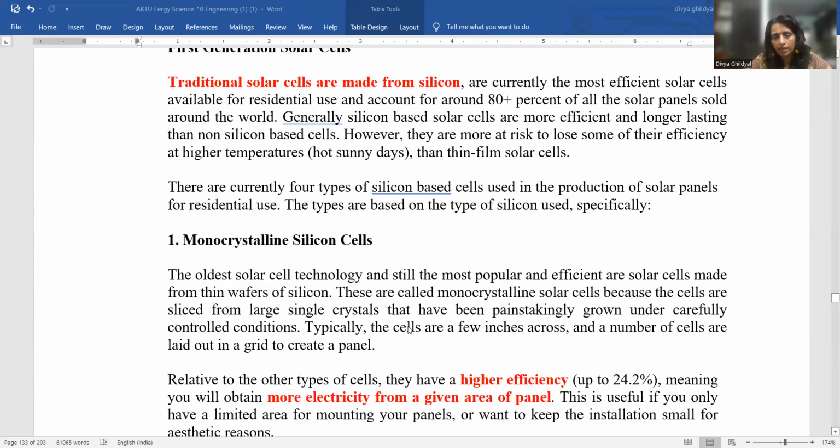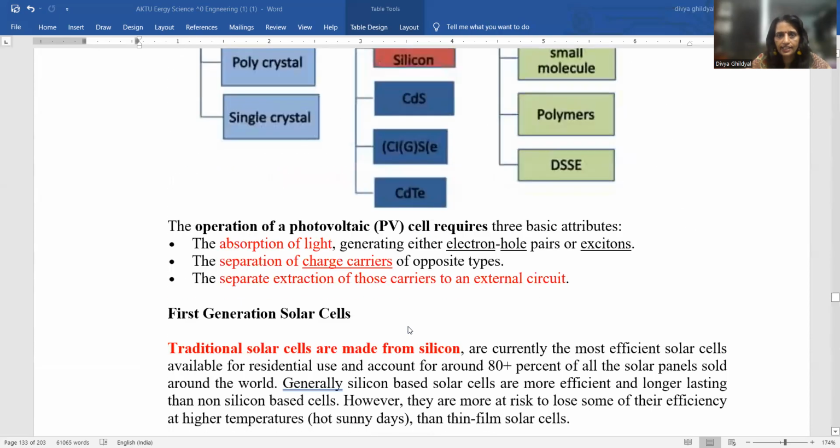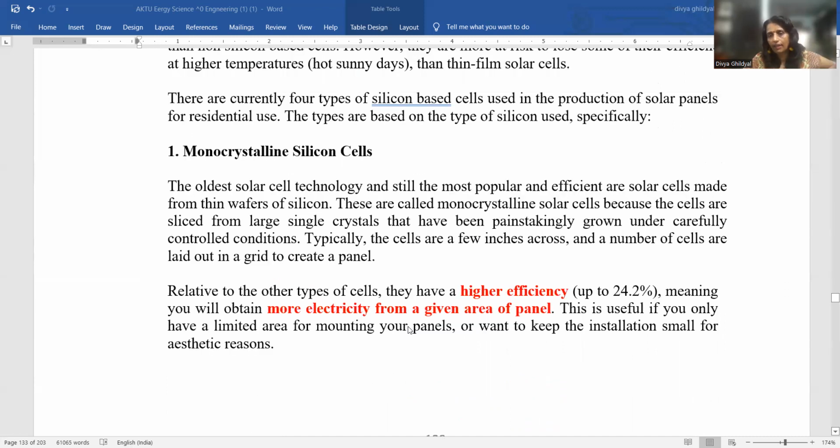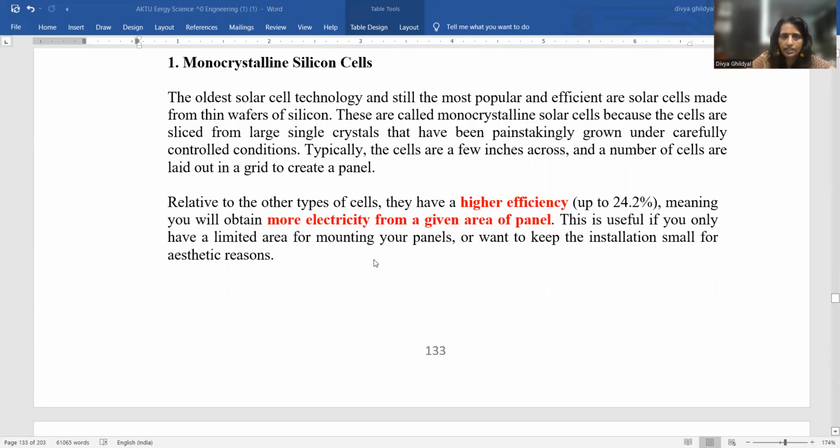Silicon type, you can categorize into broader categories, such as the monocrystalline silicon cell. Mono means one. It is the oldest solar cell, which was the most popular and efficient because it is very easy to maintain, it can be left outside, and the damage caused is very less. The cells are a few inches across and a number of cells are laid. Relative to the other types of cells, they have very high efficiency, meaning that you can generate more electricity from a given area of panel.